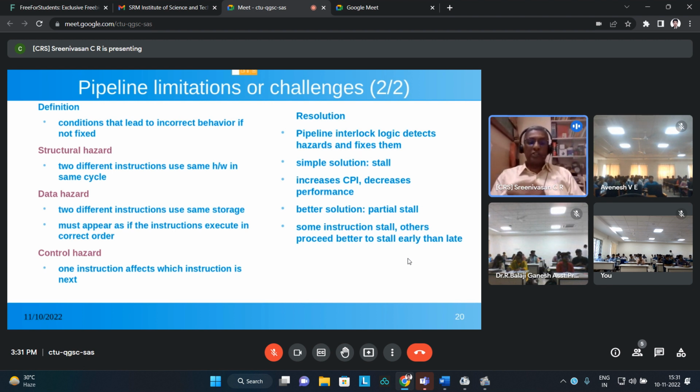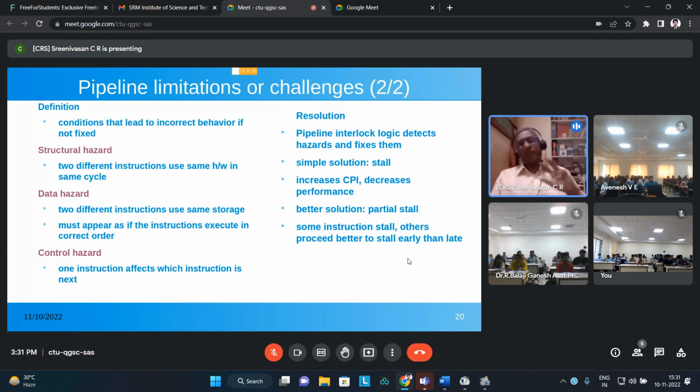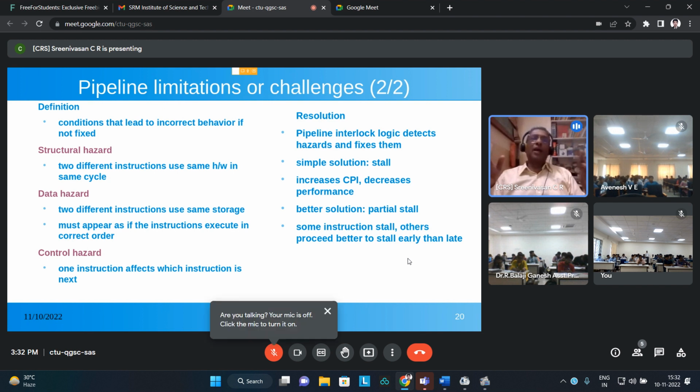Two different instructions use the same storage, same memory location. So it's a conflict. If two people try to access the same computer in the computer lab, it's not possible. Only one person can use a computer at a time, and hence only one person can sit at the computer. So if two people are trying to access it, it's not possible, right?